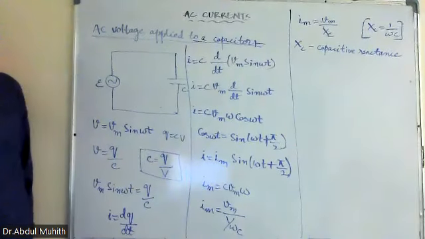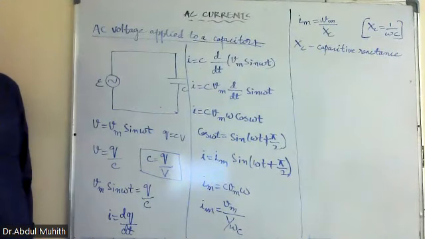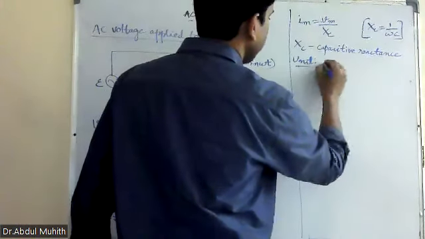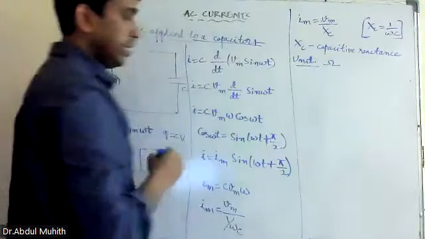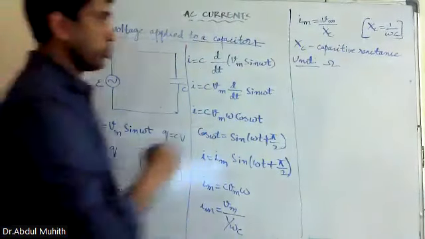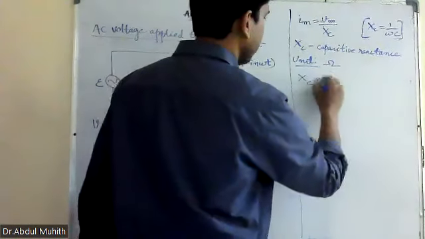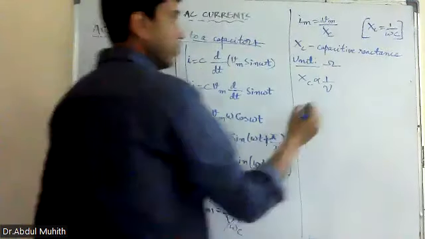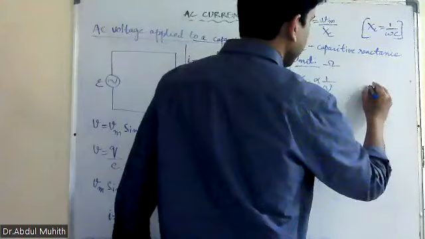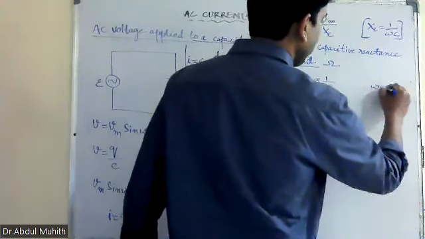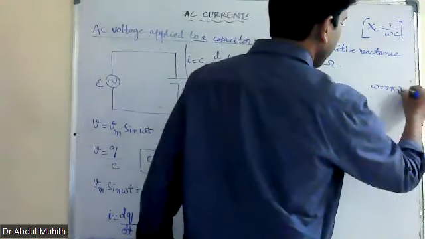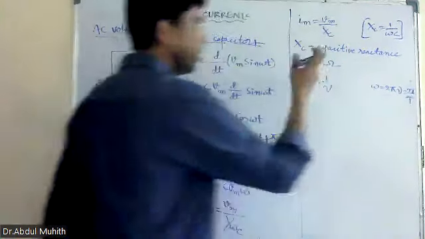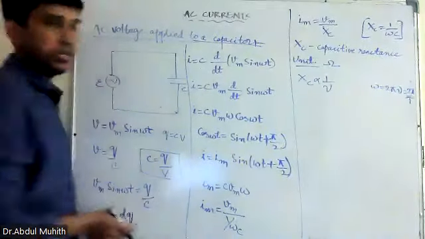Now the unit of Xc is ohms, and it is inversely proportional to the frequency. How did it come that way? Because we know that omega is equal to 2 pi nu, or we can also write 2 pi by T. This is the formula for omega. Because it is in the denominator, that is why it went that way.